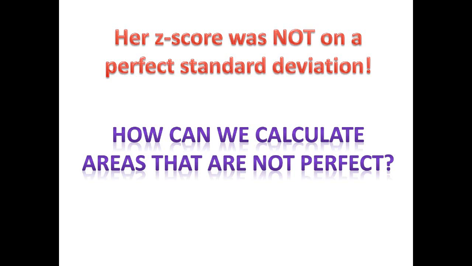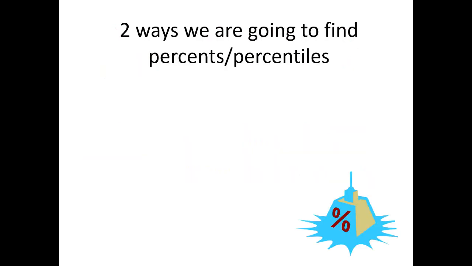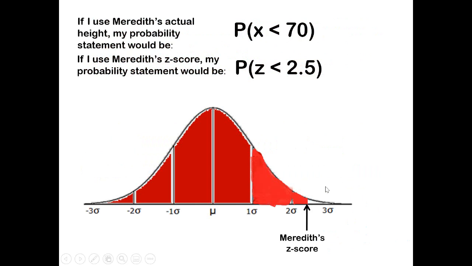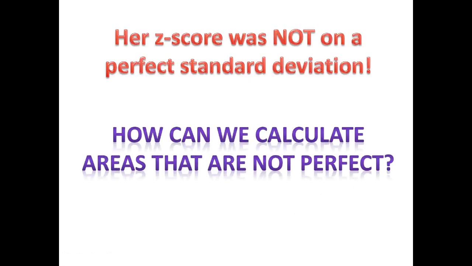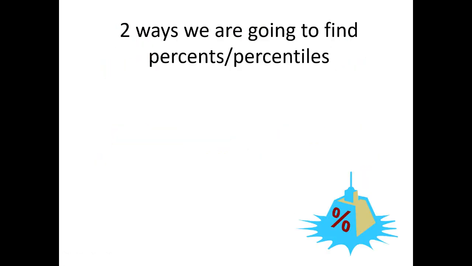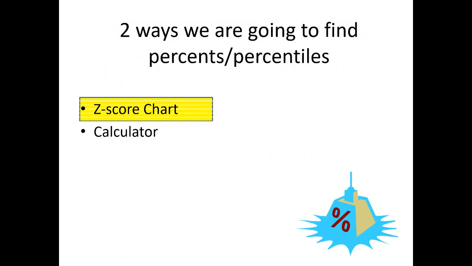Well, can we just take half of that 2.35? Well, no. This region is slightly bigger than this region. So it's not an equal distribution to the left and the right between my standard deviations. So we can't just take half of that value. So what can we do? Well, there's 2 ways. Number 1, we could use a z-score table. Number 2, we could use a calculator.